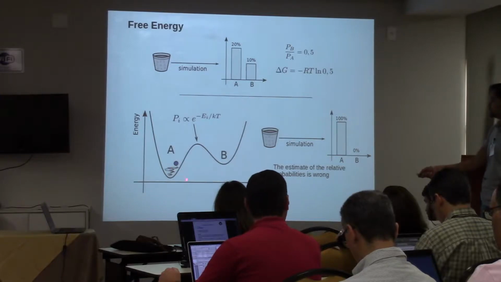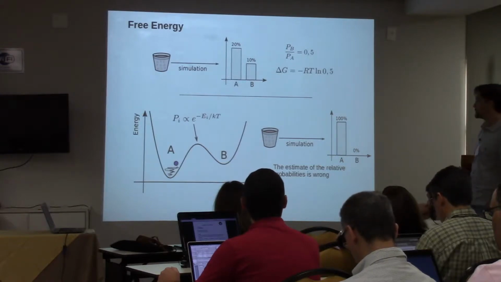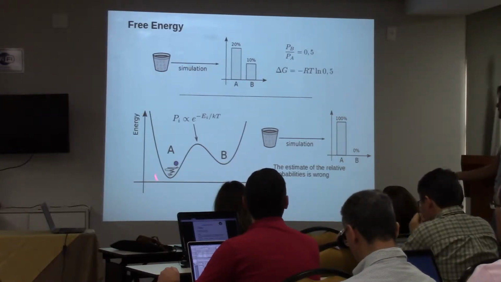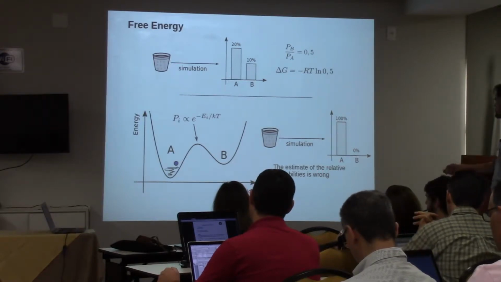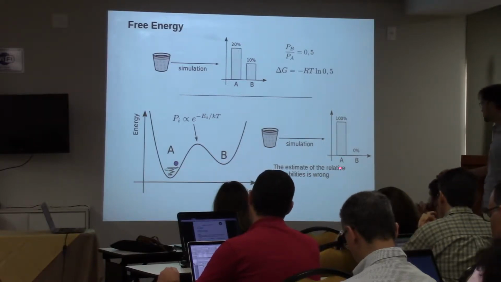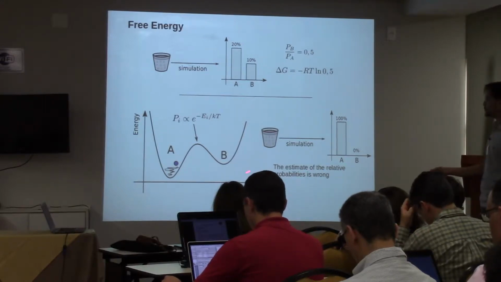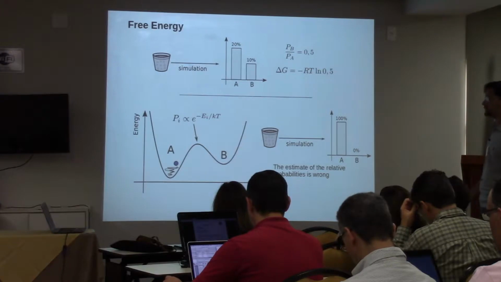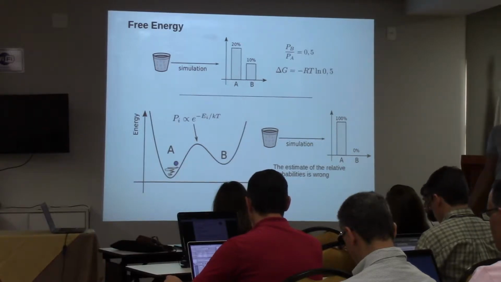Particularly, if we start the simulation in state A, it is very common in our simulations that we will keep sampling state A forever, and our simulation will show only state A, 100% probability of this state, 0% probability of the other, and the estimate of the relative probability of the two states is wrong. So the problem is not that we don't know in theory how to compute a free energy from a simulation. The problem is the simulation does not sample in general the correct relative probability of the two states.